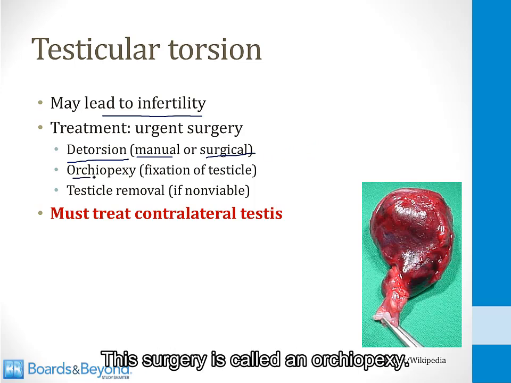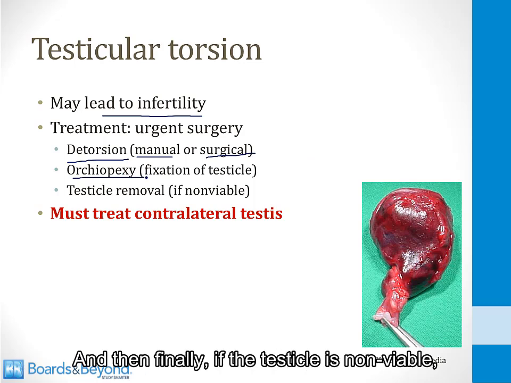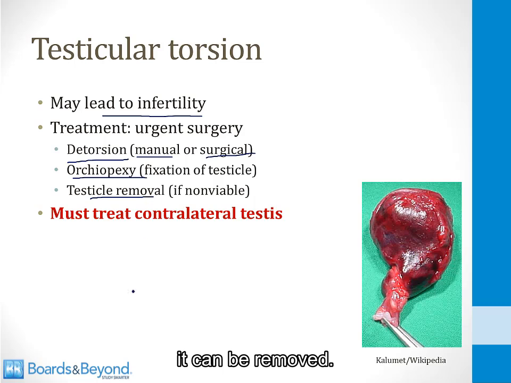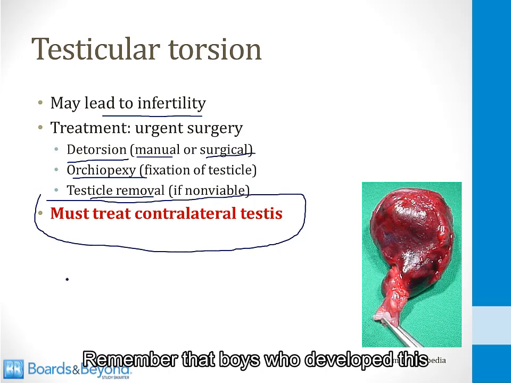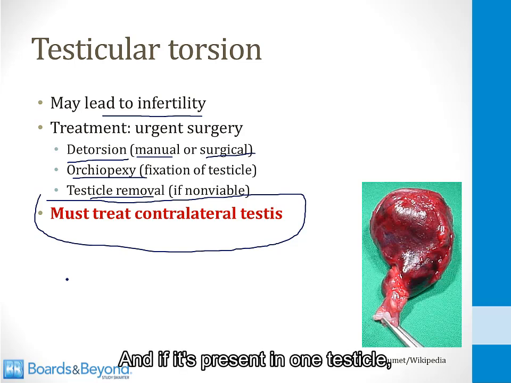This surgery is called an orchiopexy. And then finally, if the testicle is non-viable, it can be removed. And a very high-yield thing for you to know about this condition is that you must treat the contralateral testis. Remember that boys who develop this usually have an anatomic defect, and if it's present in one testicle, it's likely to be present in the other.